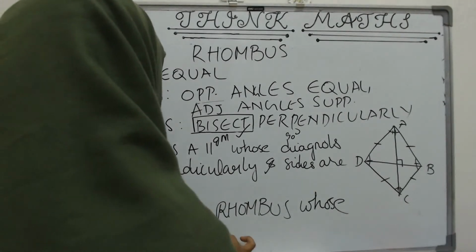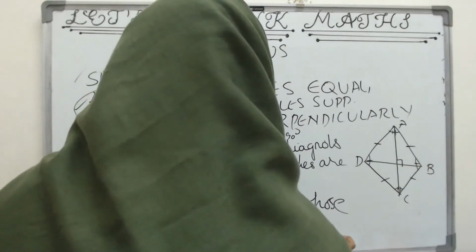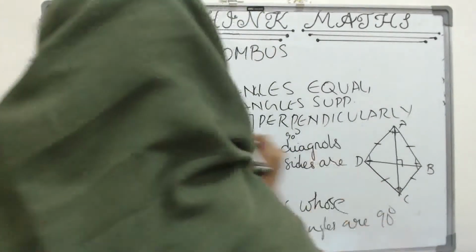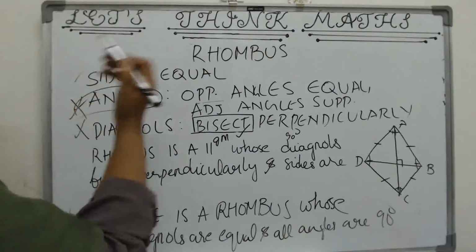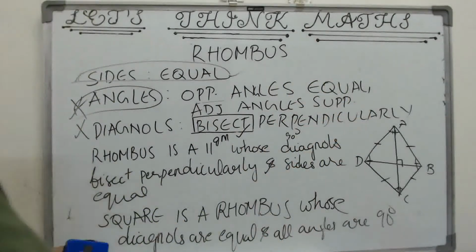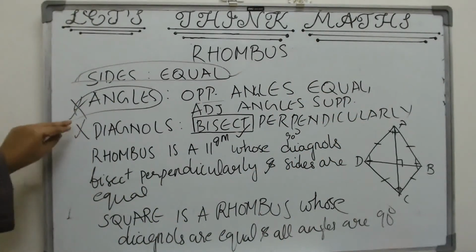Whose diagonals are equal and all angles are 90 degrees. That is the two points where square and rhombus differ. The sides part is same. But the angles and the diagonals part is where the square and the rhombus differ.